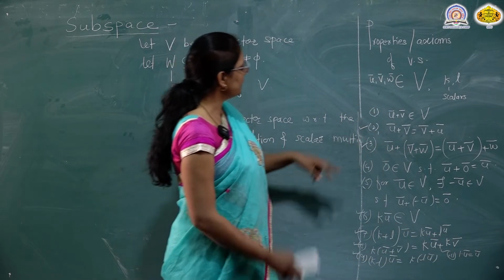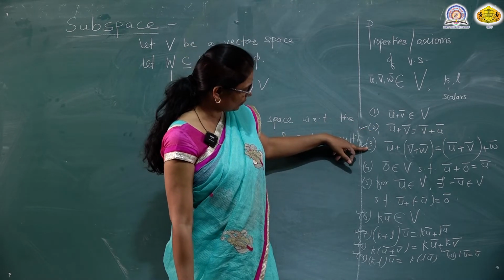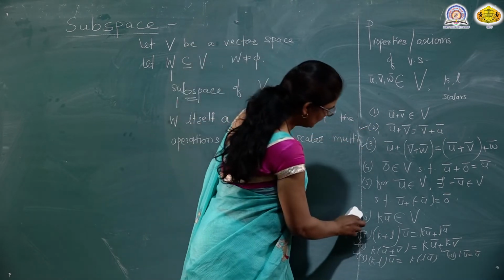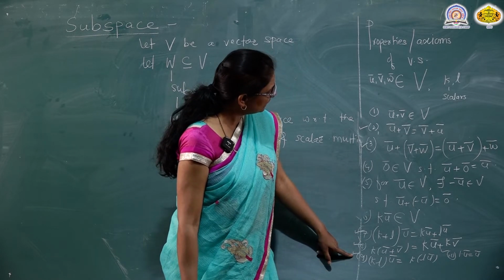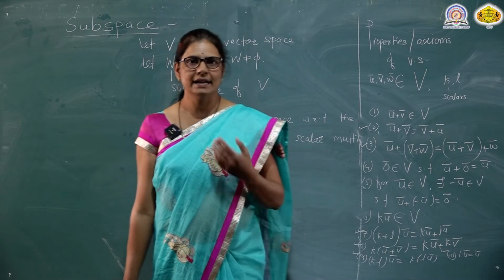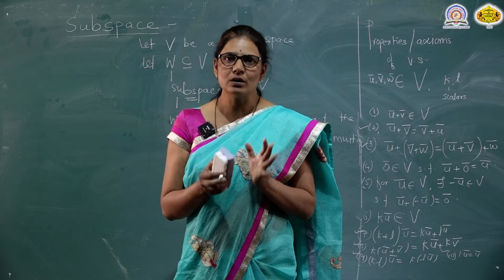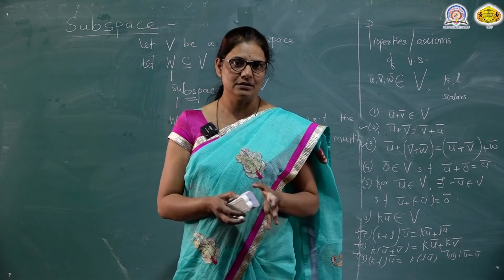So you can observe that the second, third, that is commutative, associative property, and the sixth one, seventh one, eighth, ninth and the tenth one. All these properties are inherited from V. That is, if all these properties are true in V, then they are true in its subset also.